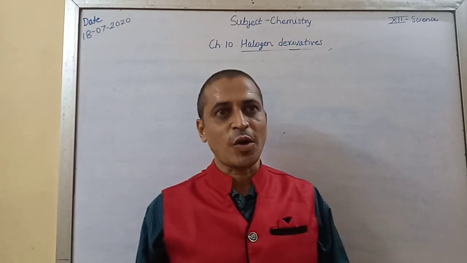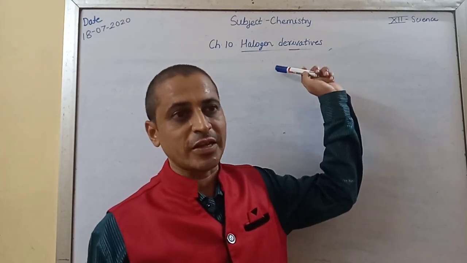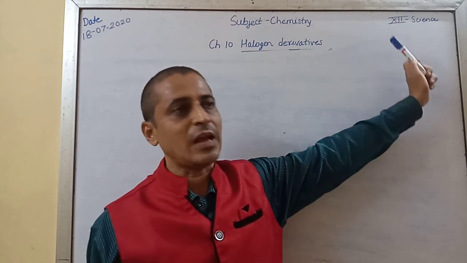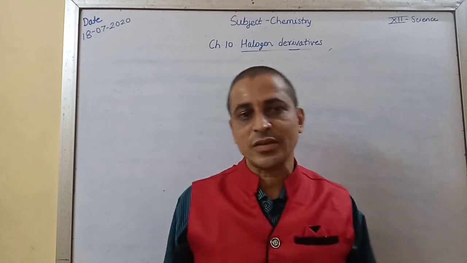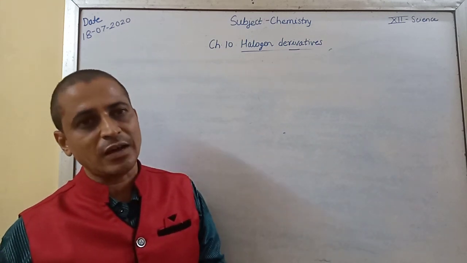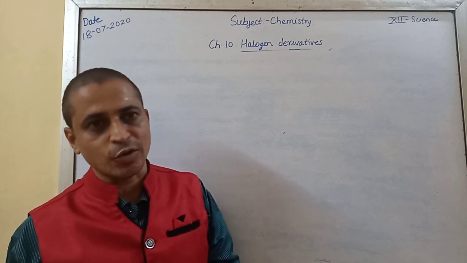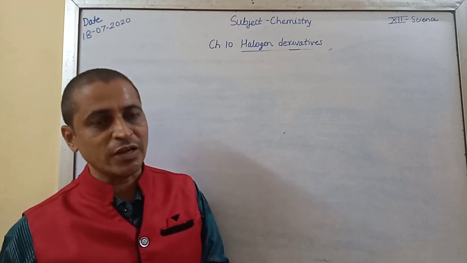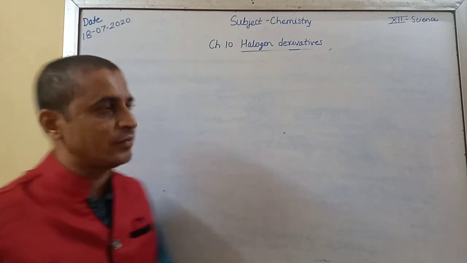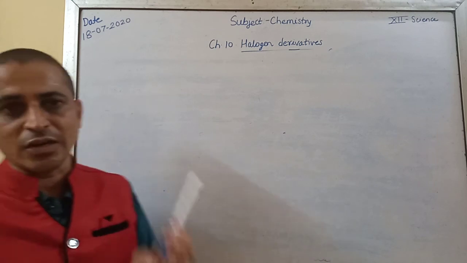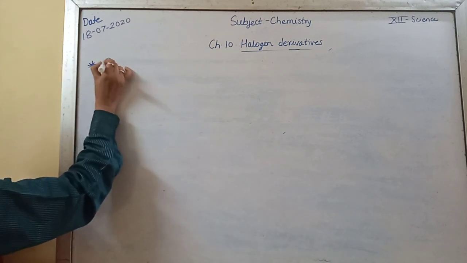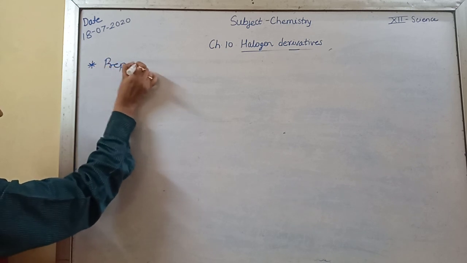Hello students, good morning. Welcome to my lecture on chapter number 10, halogen derivatives, class 12 science, Maharashtra State Board, new syllabus 2020. In the previous lectures we have studied the preparation of alkyl halide from alcohol using phosphorus halide as well as using thionyl chloride. Today we are going to study the next method for the preparation of alkyl halide from alkane. That method was already studied in 11th standard. Let us start the preparation of alkyl halide.